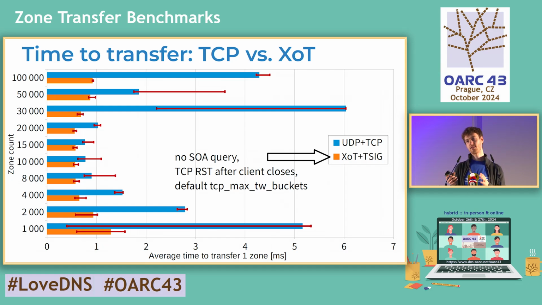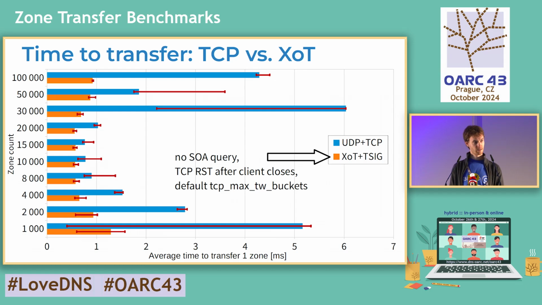So basically, the DNS over TLS is behaving as we originally expected at the beginning, where the time to transfer the zone doesn't really depend on the number of zones. That's what we wanted, but we didn't get it for TCP. But how come it works like that for DNS over TLS?